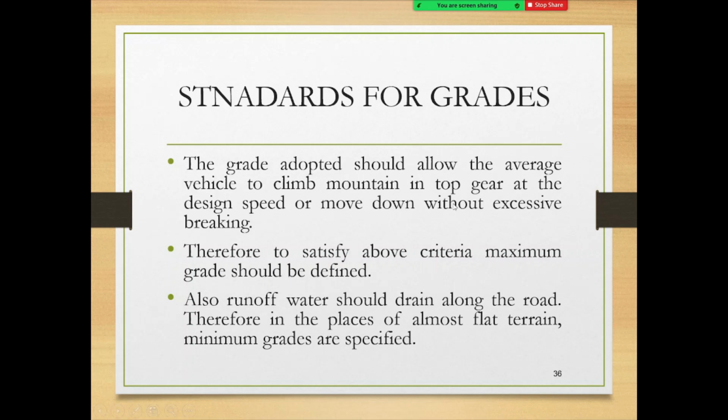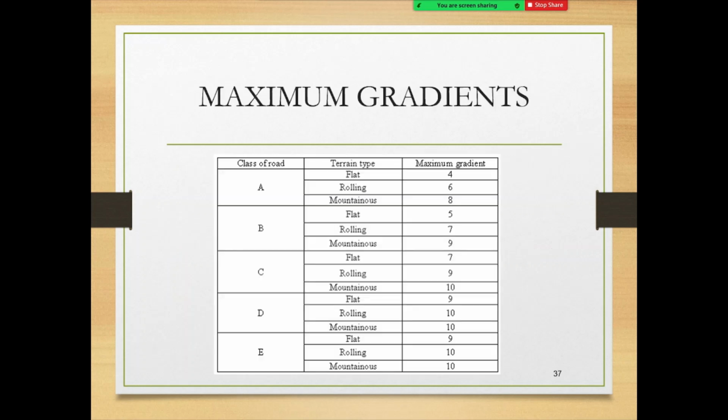Also, runoff water should drain along the road. Therefore, in places of almost flat terrain, minimum grades are specified, because you cannot go with 0% gradient, right? So these are the maximum gradients. Now, if it is an A class road, the flat terrain maximum gradient is 4%, rolling terrain 6%, and mountainous terrain 8%. For B class roads, for flat terrain we can go up to 5%, rolling terrain 7%, mountainous 9%.